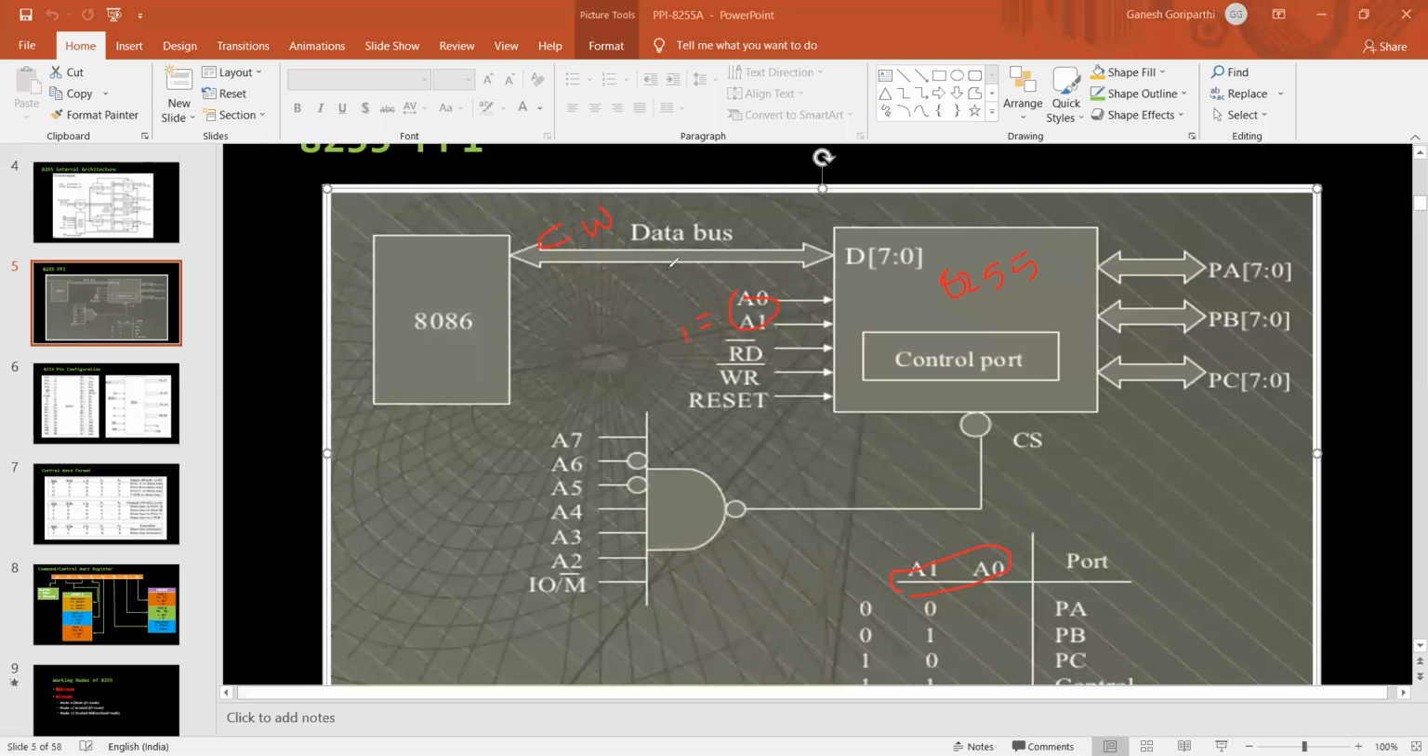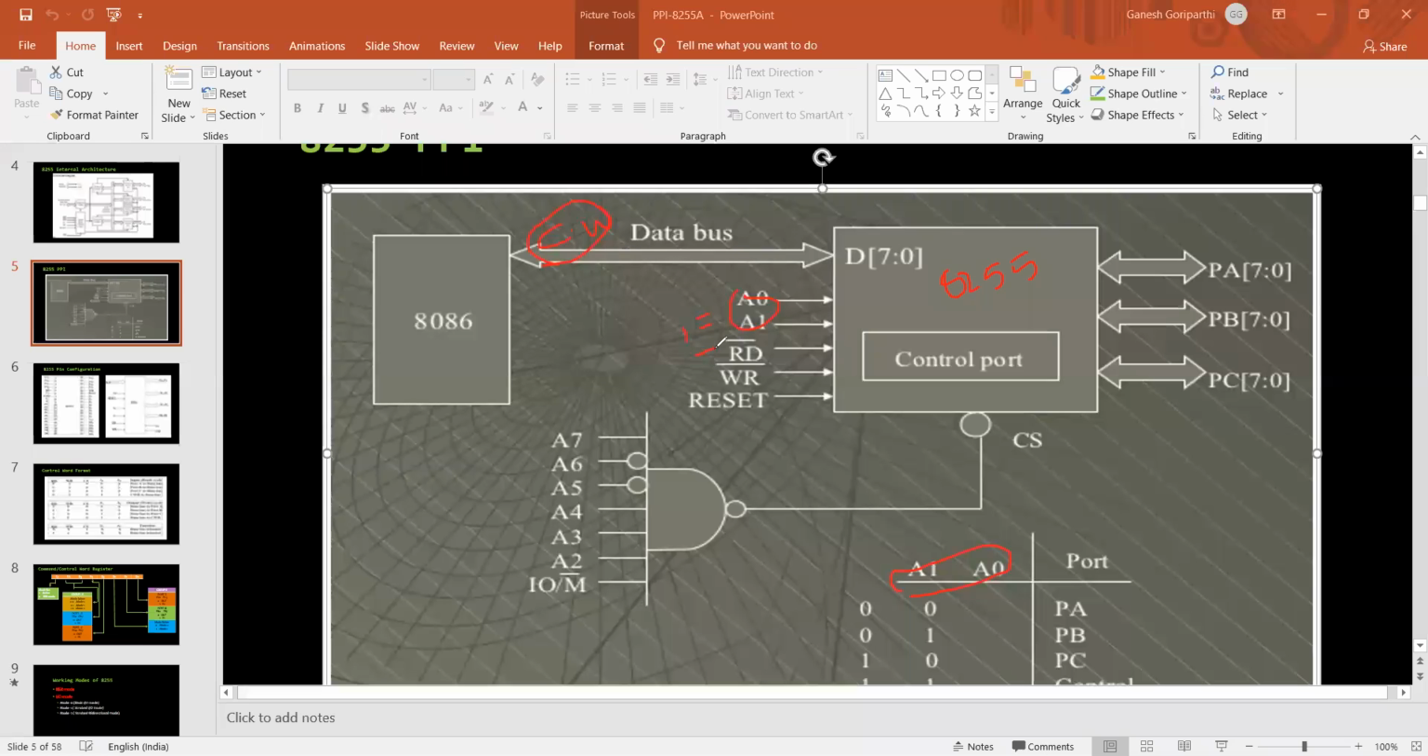That means through the command word, we are telling 8255 how to work: through which port you need to work, and in which mode you need to work. So things will be communicating to 8255 by using 8086 through the command word. And that command word is loaded when you have A0, A1 as 1.